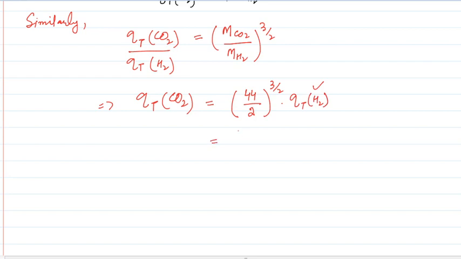We will introduce that value here. That means, in the previous example, we take that value equal to 2.77 into 10 raised to power 26. So it will be equal to 2.85 into 10 raised to power 8. So this is how questions based on this translational partition function can be solved.